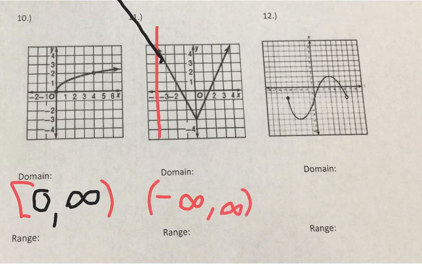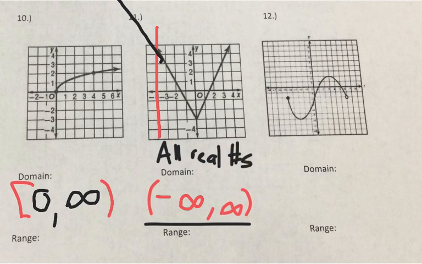So what's another way we could say this besides negative infinity to positive infinity? You can't just put infinity, because that's not an acceptable answer. It either has to be an interval notation like this, or you could say all real numbers. That's acceptable.